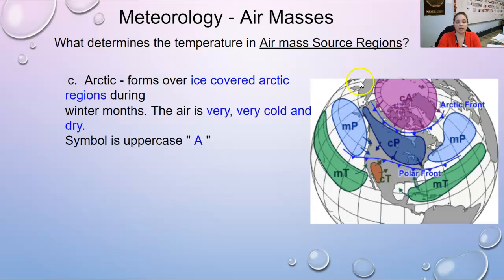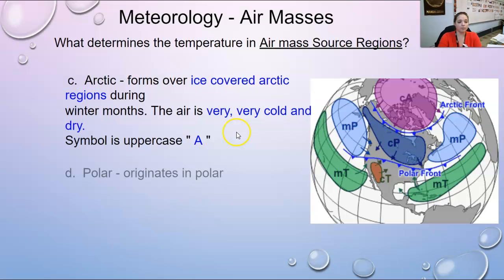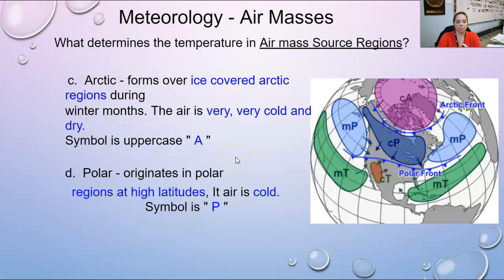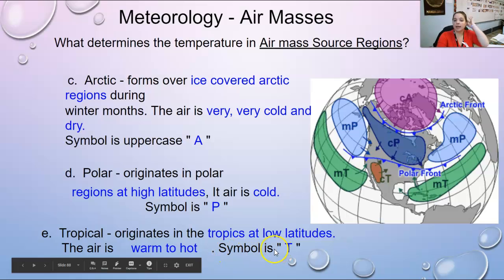So you have the Arctic at this side and the Antarctic at the bottom. Both of those would be considered Arctic. Then you have polar regions. Those are in the upper latitudes, the higher latitudes, and this is symbolized by a P as in polar. A, Arctic, P, polar. All right, well, what does this T stand for? Well, that's tropical. That's the lower latitudes, right near the equator, and it's warm or hot. It's going to be a T. So A, very, very, very cold and dry. P is cold, and T is warm to hot.